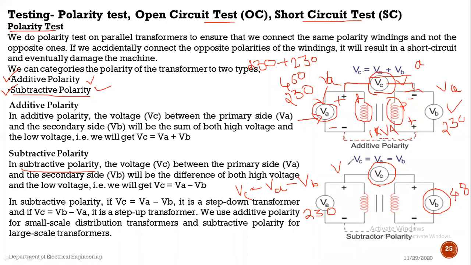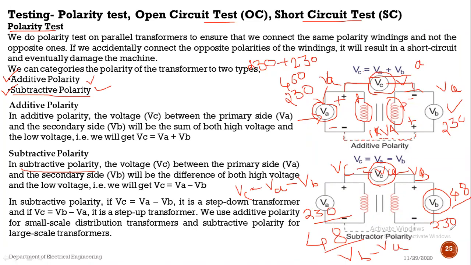In case of subtractive polarity, VC is equal to VA minus VB. If VA is equal to 230 and VB is equal to 48, then it is the step down transformer. If the primary winding shows 48 volt and the secondary winding shows 230 volt, and we want to take the difference, then we take VB minus VA, again 230 minus 48. So it is the subtractive polarity, and we call it a step up transformer.